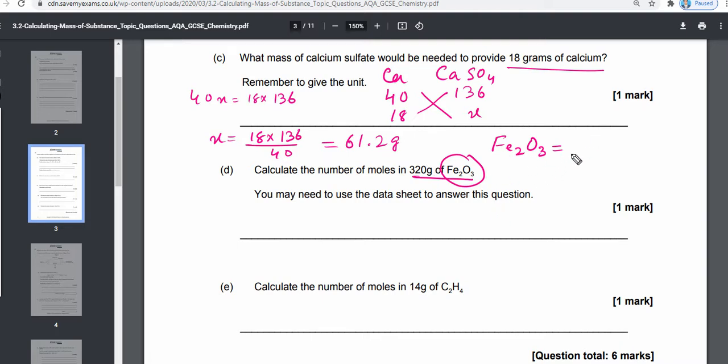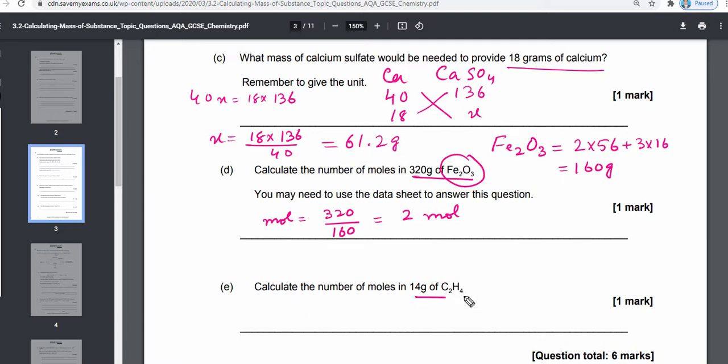So the formula mass of iron oxide will be equal to 2 times 56, because the molar mass of iron is 56, plus 3 times 16. So once I add it, it will become equal to 160 gram. So the formula mass of iron oxide is 160 grams. So now the number of moles will be equal to the mass given, that is 320 gram, divided by the formula mass, that is 160 grams. So the answer is equal to 2 mole.